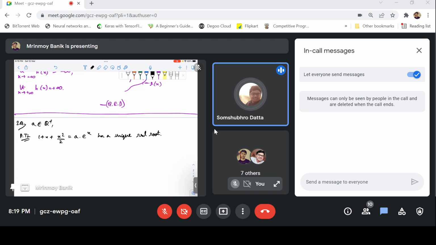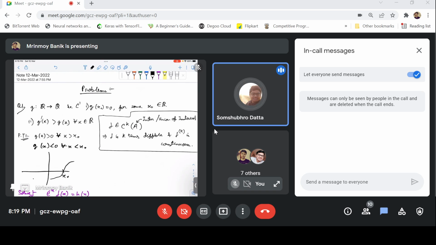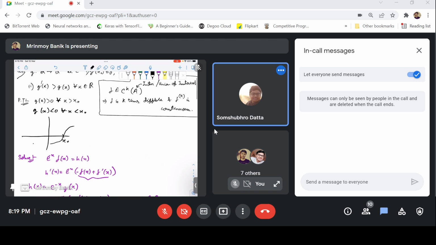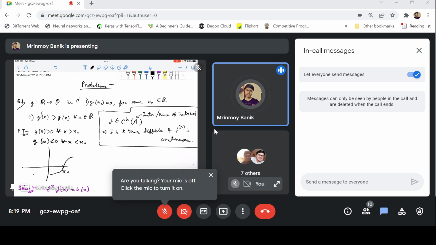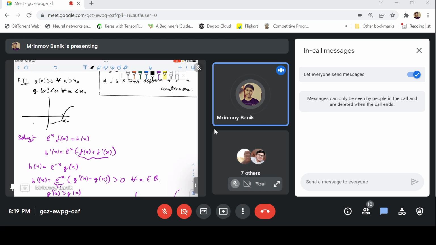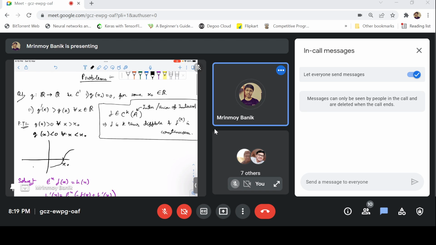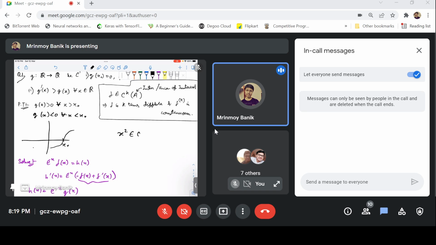Excuse me, sir. In the first question, it was given that g is from R to R, and C1. That means it's one time differentiable. So that shouldn't be a straight line. No, it's at least once differentiable. It can be more than that. To solve this question, you don't need more than one differentiability. So that was the bare minimum that was stated. This definition just means x squared is C1 too. So x squared is actually C2, but C2 is a subset of C1. So x squared is C1 also. Okay, sir.